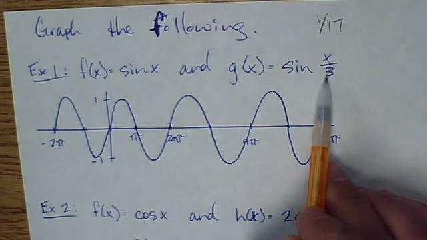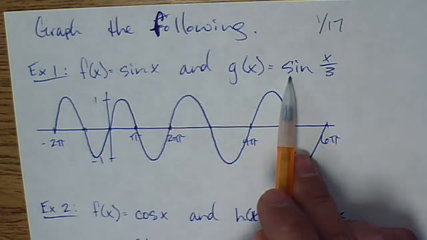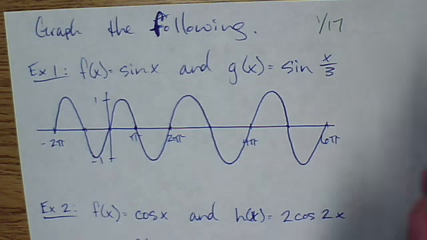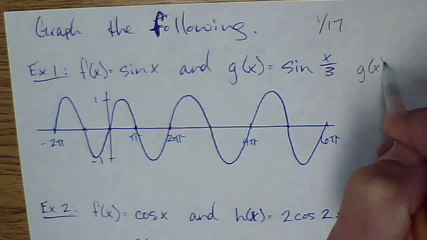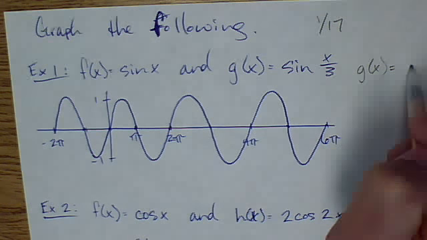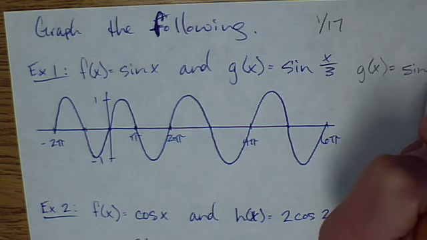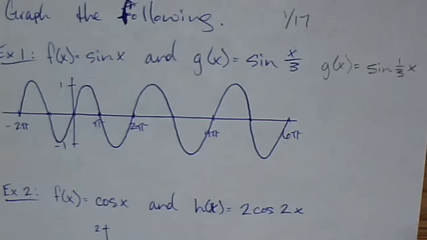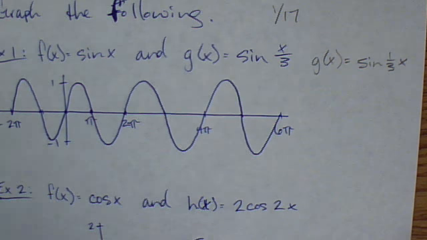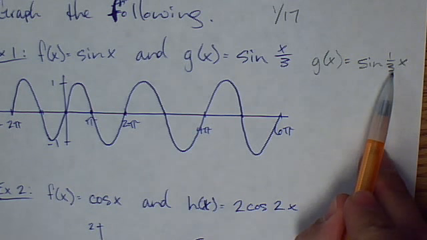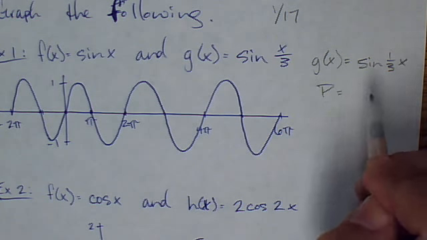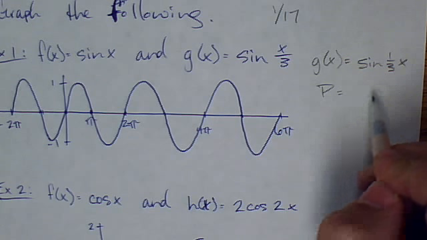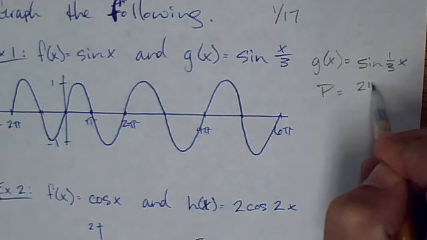Now if you look at this graph, g of x is equal to sine of x over 3, which is the same as g of x equal to sine 1/3 x. So we have a b of 1/3. Now, what that tells us is that we have a horizontal stretch. So again, I told you in the previous video that the period is 2 pi over whatever your b is.